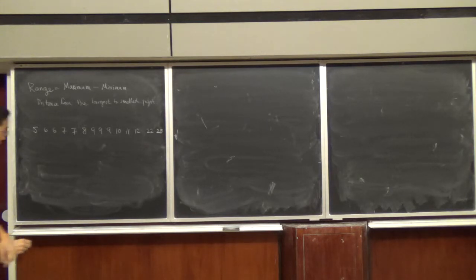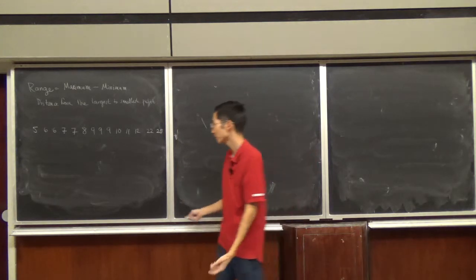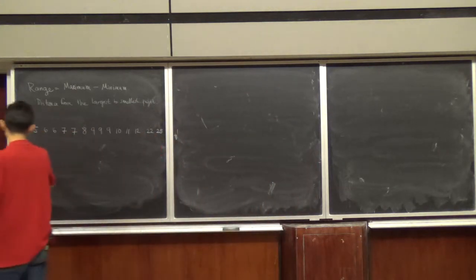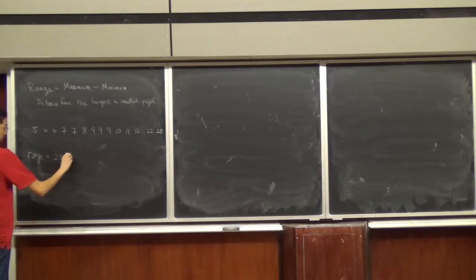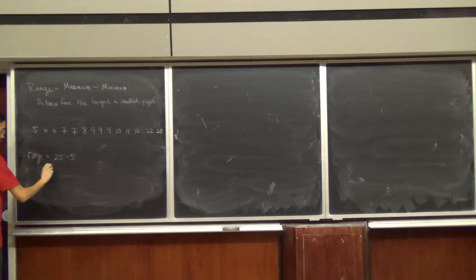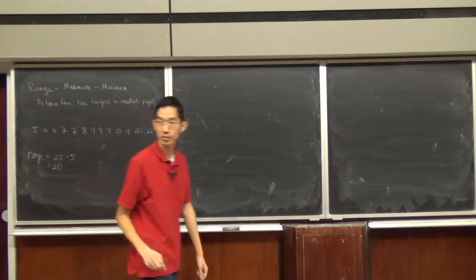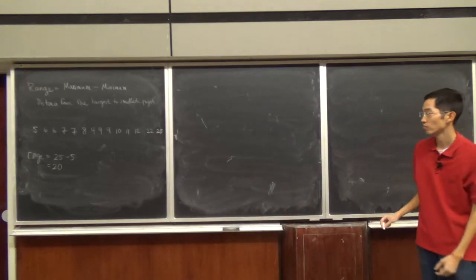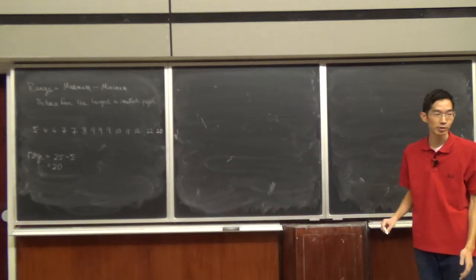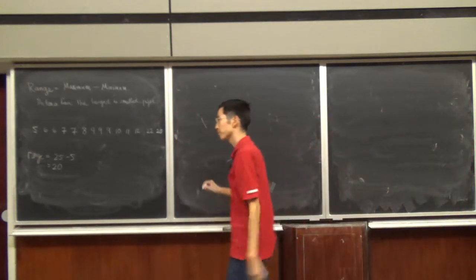So what is the range here? 20 centimeters, okay? I take the maximum, my range is equal to 25 minus 5, the max minus the min, I get a range of 20. So far so good, yeah? Okay, so that's the range, easy enough.